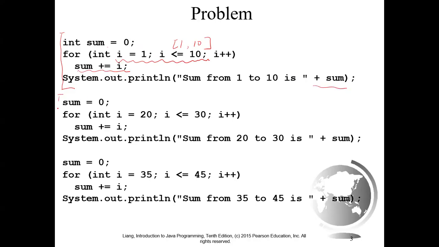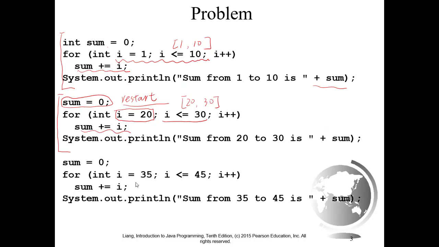And for the second part, we do the same thing. We reinitialize the sum. We set it to be 0. That means we restart, right? And once we restart, we set I starting from 20 and ending at 30. So this range is 20 to 30. And we sum them. And then we get the output.